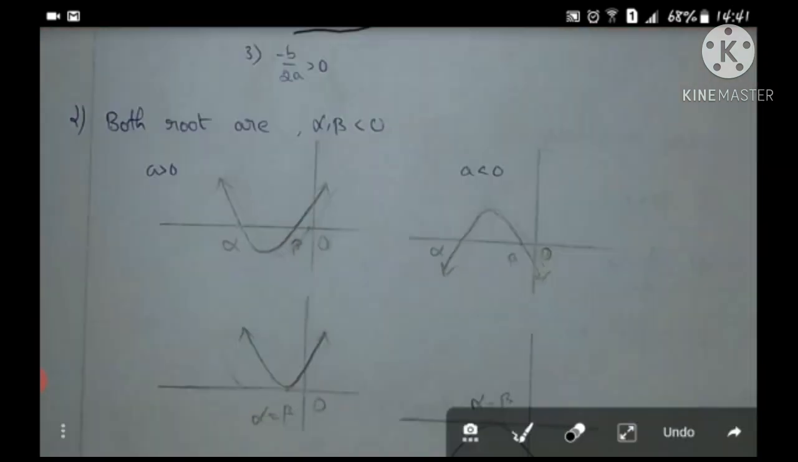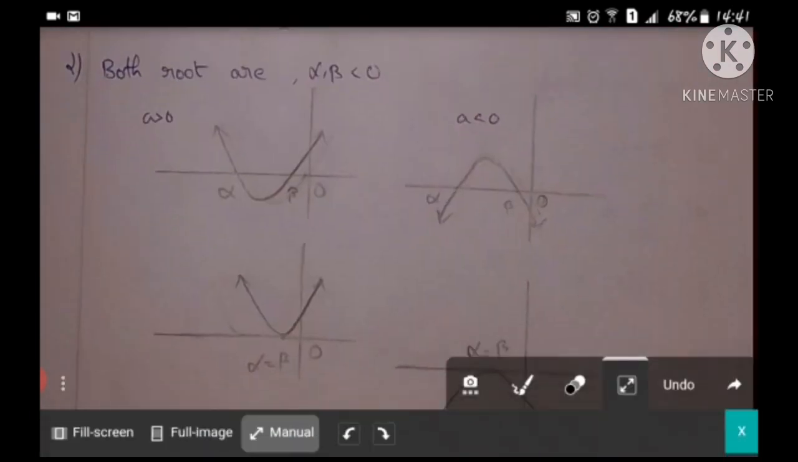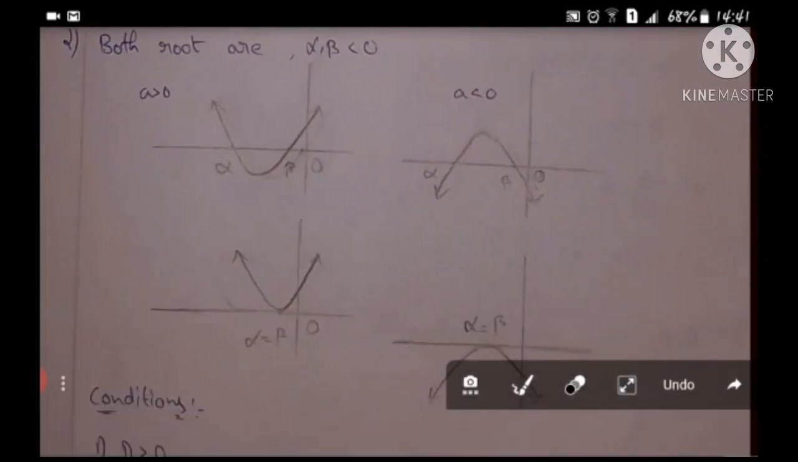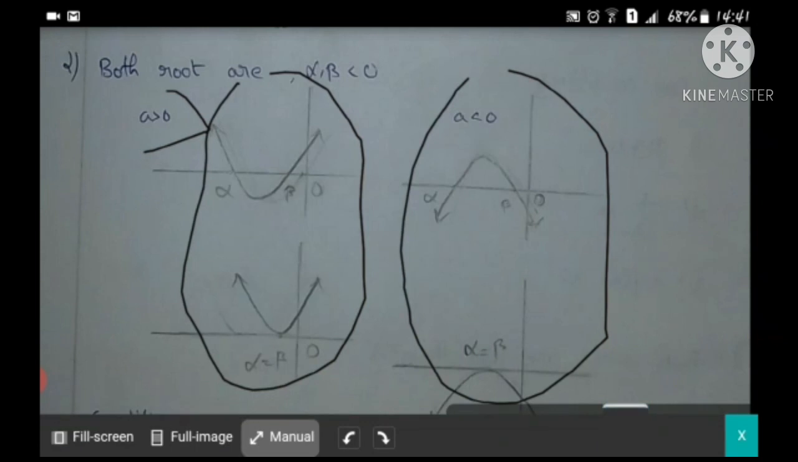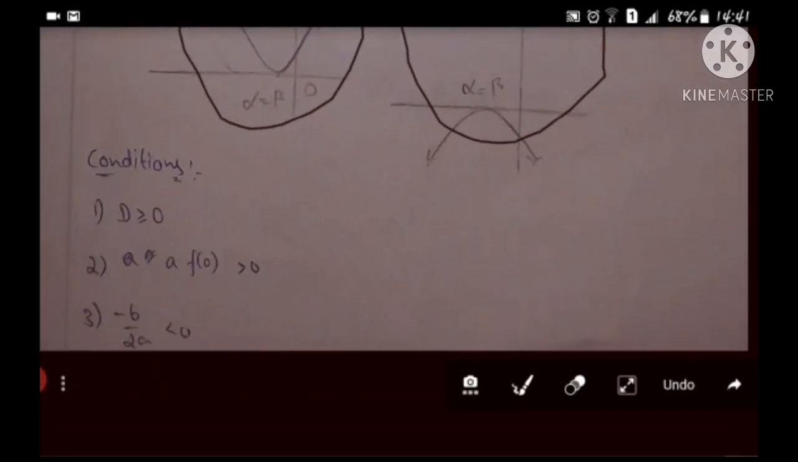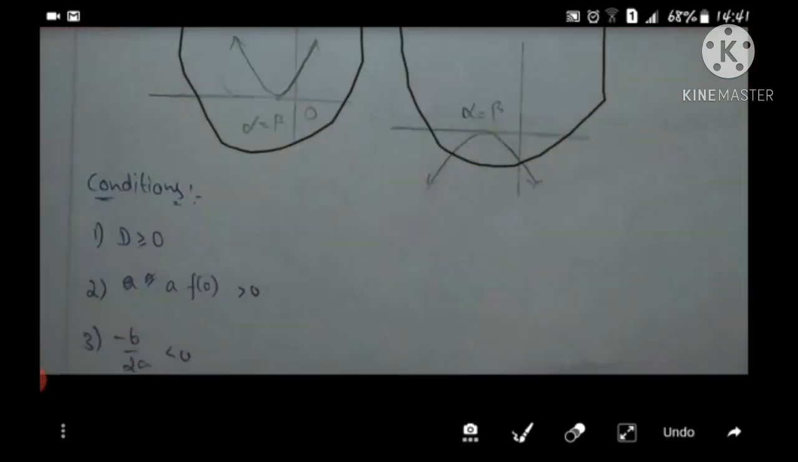And then both roots are less than 0, means alpha and beta are less than 0. Then in case of a greater than 0, we get both graphs, and in case of a less than 0 we get these both graphs. And then these conditions are here: delta greater than or equal to 0, and a into f of 0 is greater than 0, and minus b by 2a is greater than 0.